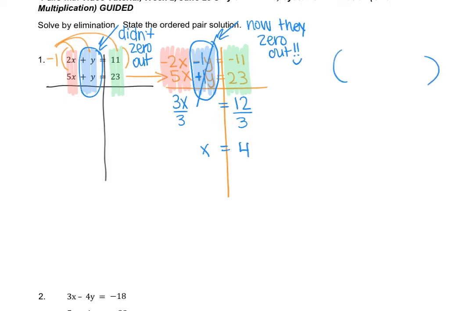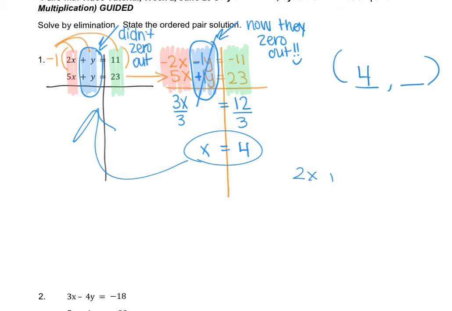Remember what I'm working towards, my ordered pair. So x is 4. Now, when I go to plug this x equals 4 back in, I'm still going to go to my original equations, okay? Because, again, I didn't mess with them. So I'm going to plug into the 2x plus y equals 11, my original first equation. And I'm going to get 2 times 4 plus y equals 11. 8 plus y equals 11.